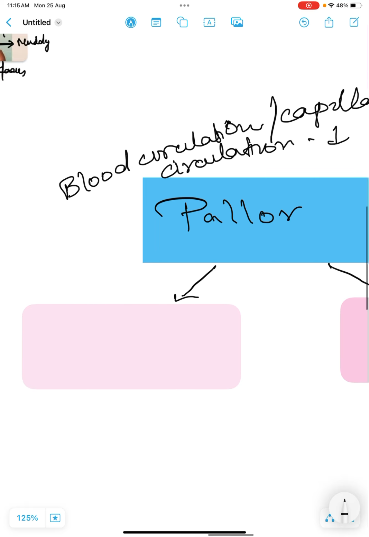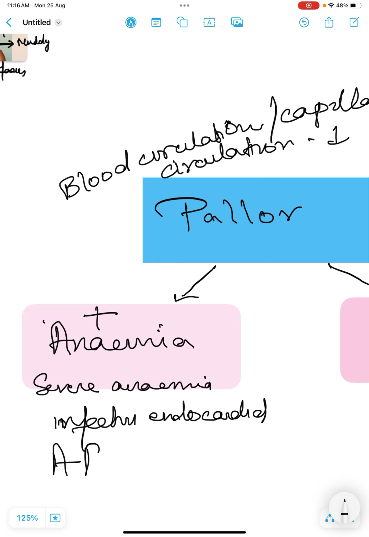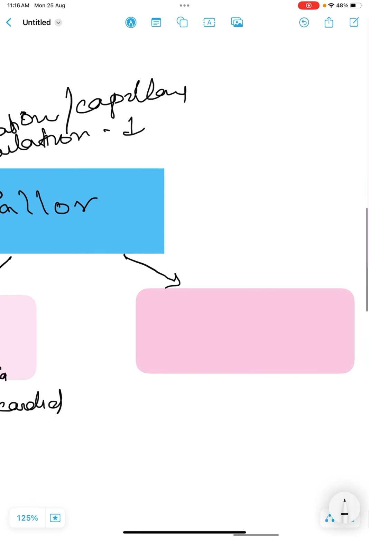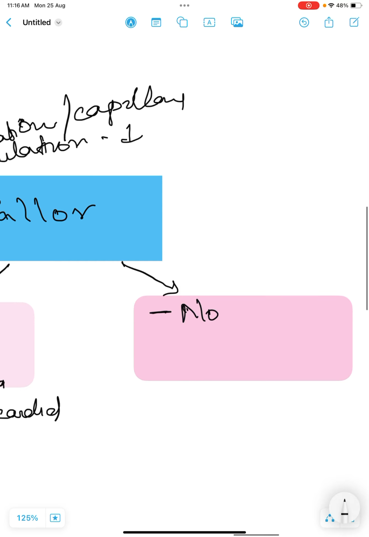Now if it is with anemia, what are the causes? Obviously there will be anemia itself, severe anemia, and any condition which causes defect in circulation like infective endocarditis, when there is infection, acute rheumatic fever. This will have anemia features. Coming back to no anemia, pallor with no anemia.